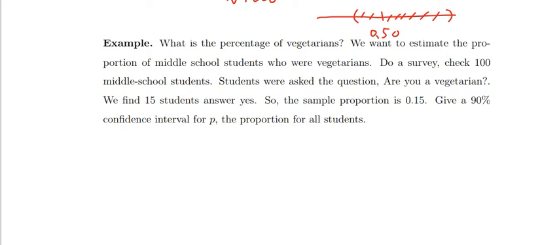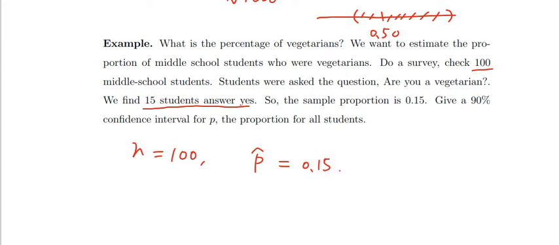Let's say we want to find the percentage of people who are vegetarian. Vegetarian means not eating meat. So we just do a survey. We check 100 people, so here n equals 100, and we get the result. Let's say 15 people say yes, right? So we can say this percentage from the sample is 15%.